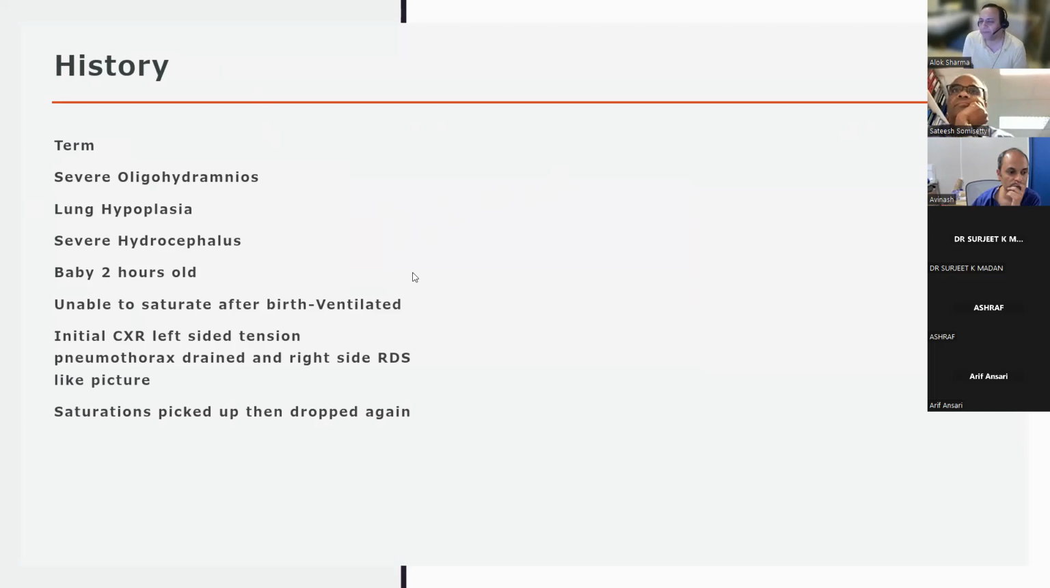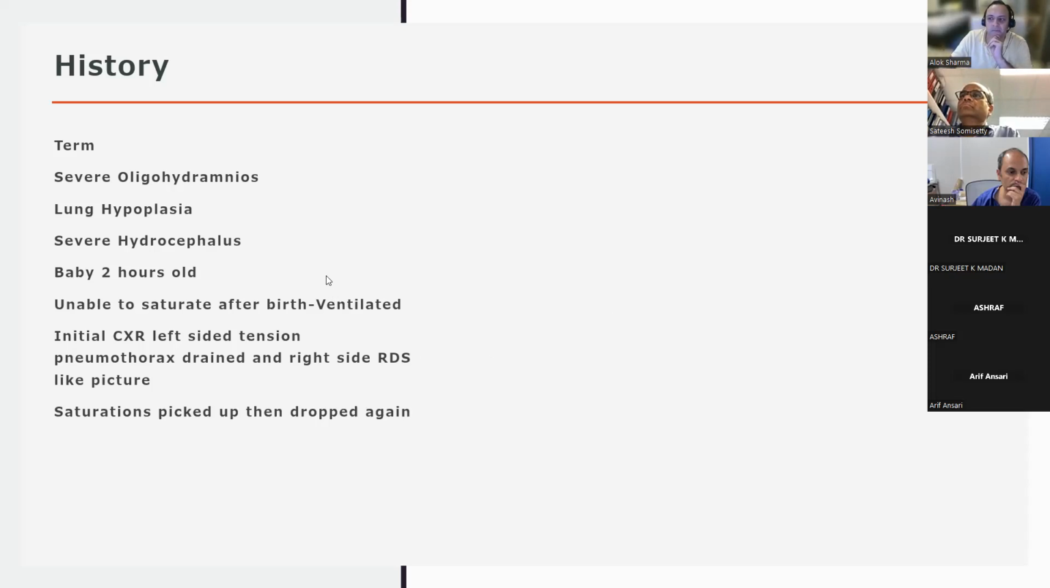So this is a term baby. The history that we have in this particular situation is a baby who had very severe oligohydramnios from 13 weeks of gestation. This baby had congenital problems. We had hydrocephalus diagnosed on the anomaly scan, very severe. The overall feeling for this baby was quite pessimistic in antenatal counseling. But the parents were quite keen that we give this baby a chance and see how the baby responds to resuscitation, and that any decisions with regards to direction of care should be made depending on the response to resuscitation.